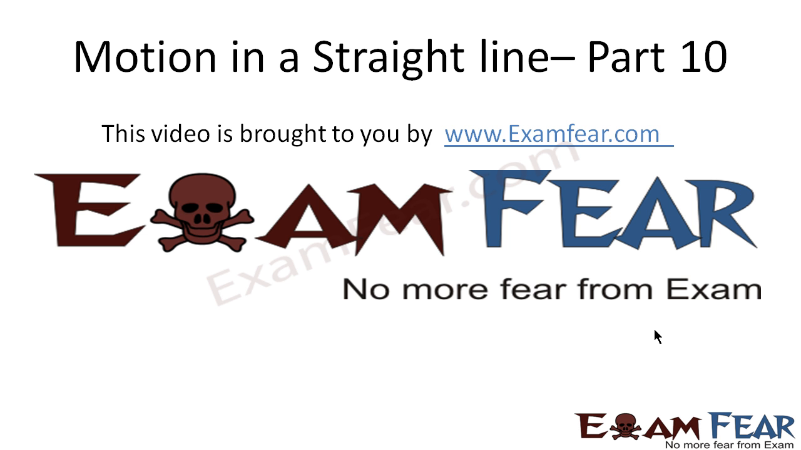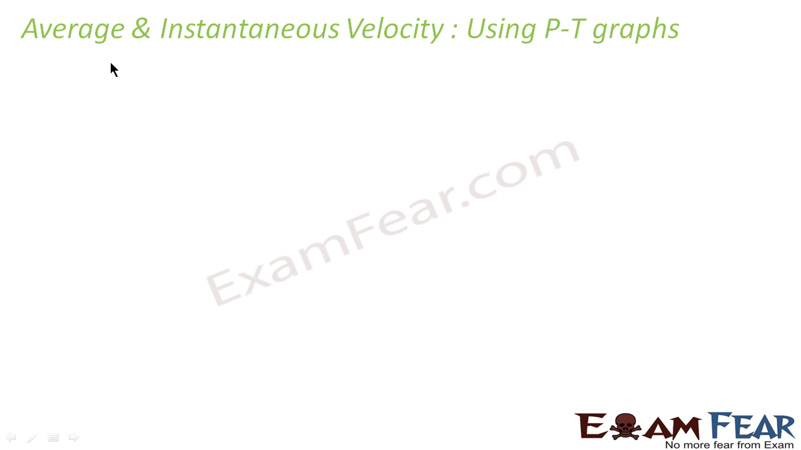Please make sure that you have watched part 1 to part 9 before going ahead with part 10. As we have studied before, velocity is determined from the slope of the position time graph. That is, the slope of the position time graph gives the value of velocity. Position time graph is the same as displacement time graph.